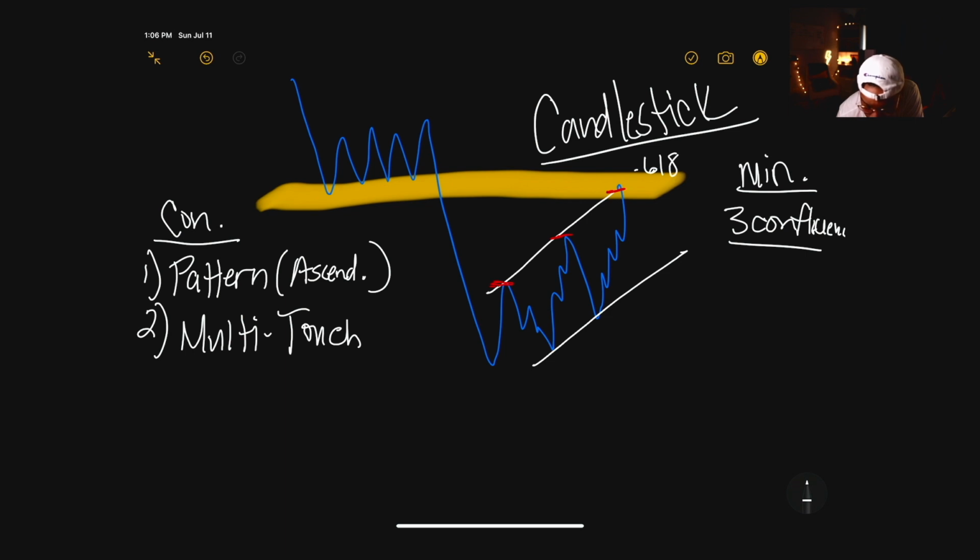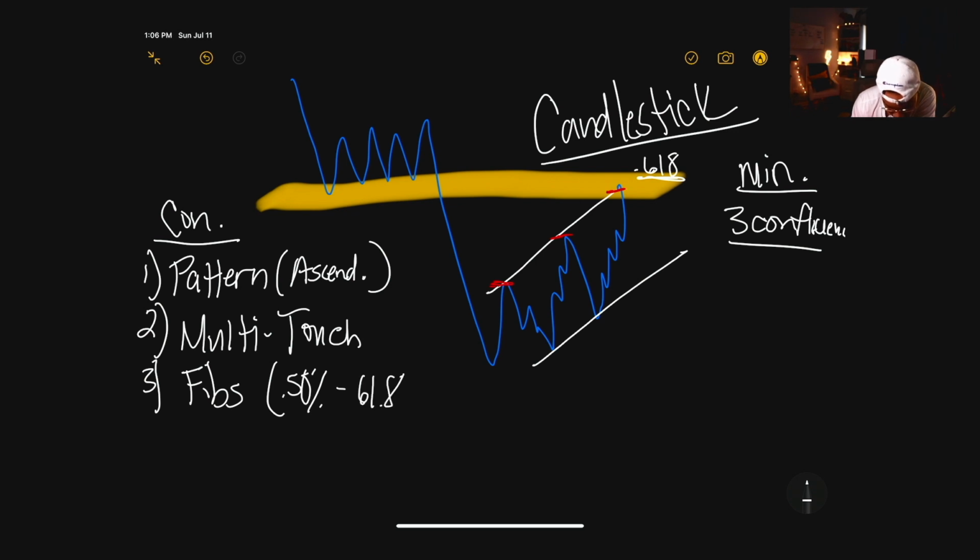But the 0.618 level is so powerful, right? So the third one is usually going to be my fibs, right? And I usually trade between the 50% and the 61.8% level. That's my third confirmation. Usually off of that, you could take the trade.